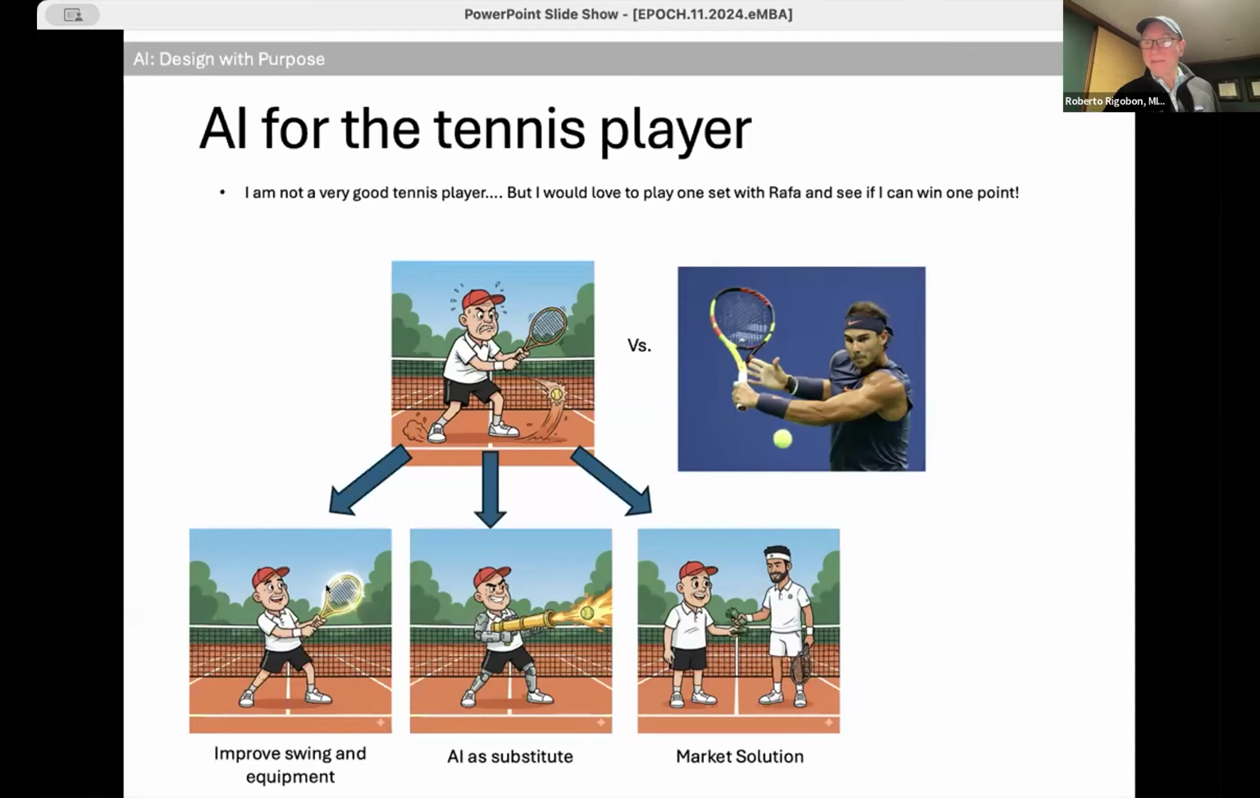Can I build a racket to improve? And may I actually improve to be good enough to win the point? Oh no, this is actually very risky. So it's very interesting, because the last one is very risky.